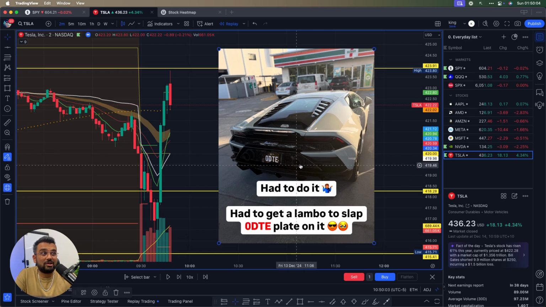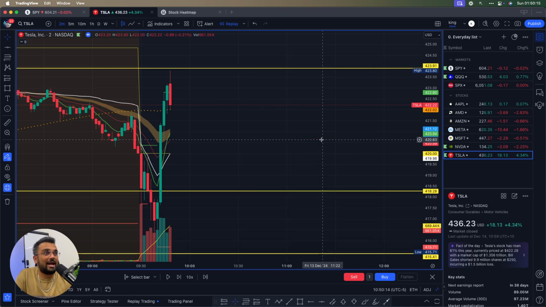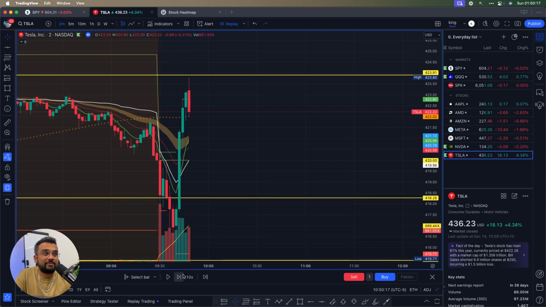And the only reason I actually got this Lamborghini is because I've got the number plate and I'm like, it doesn't look good on any other car. Let me just get a Lamborghini. I don't like the color as well, so why not? Anyway, I'm still waiting now.